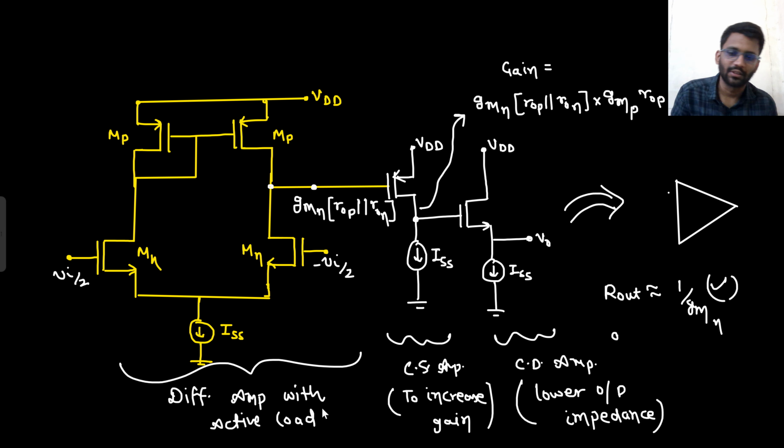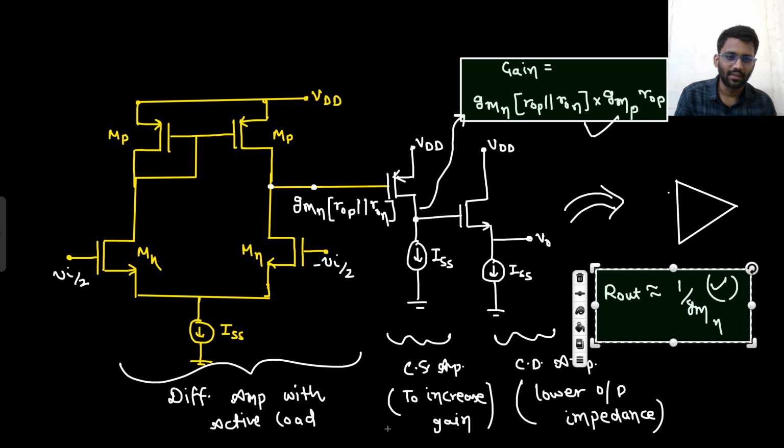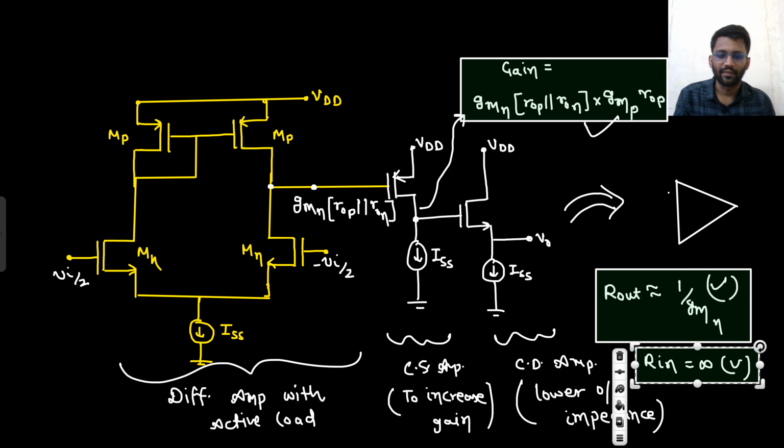Gain is equal to this much. This is the gain. This was also desired. And what is the output? What is the input impedance? Input impedance is infinity, which was also desired. So all the desired things we are having.